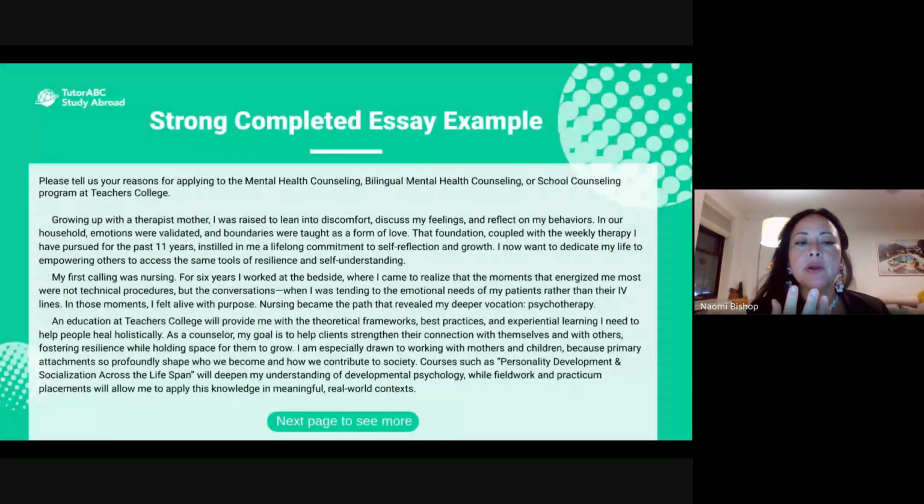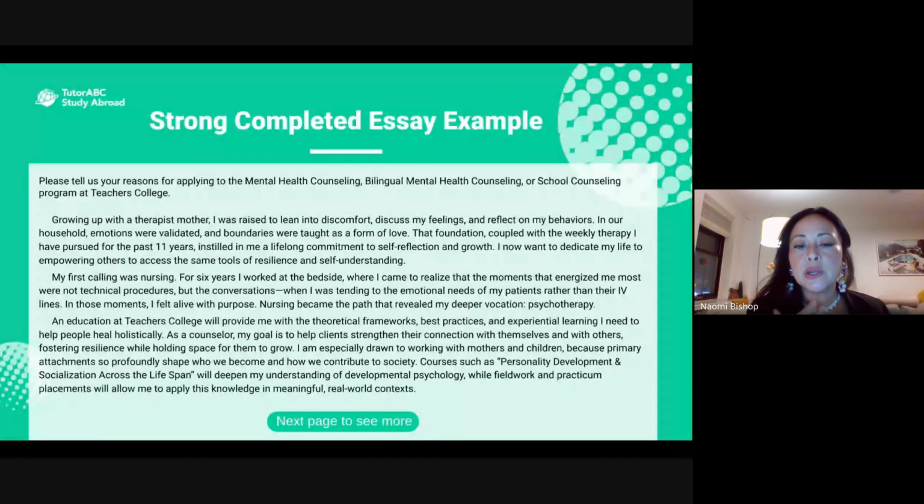And then the next paragraph, I actually want to discuss some of this too, this is a really important paragraph. An education at Teachers College will provide me with the theoretical frameworks, best practices, and experiential learning I need to help people heal holistically.